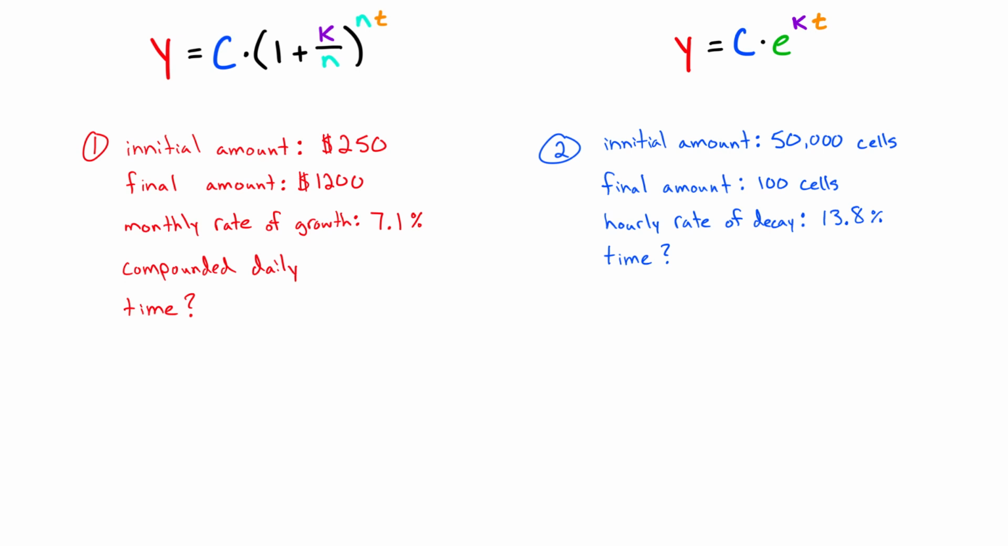So, problem number 1. I have an initial amount of 250. That's my C value. So 250 times the quantity of 1 plus my rate of growth, my K value. It is a monthly rate of growth of 7.1%. So as a decimal, it's growing, so it's positive 0.071. I am compounding daily. I need to ask myself, how many days are there in a month? There are 30. That'll be raised to the power of the n value again times t.